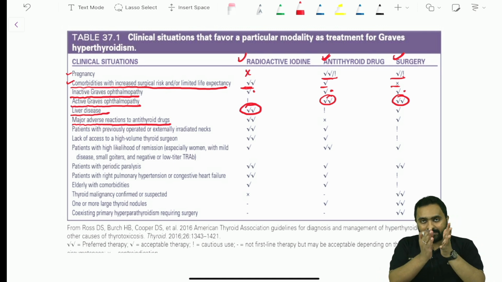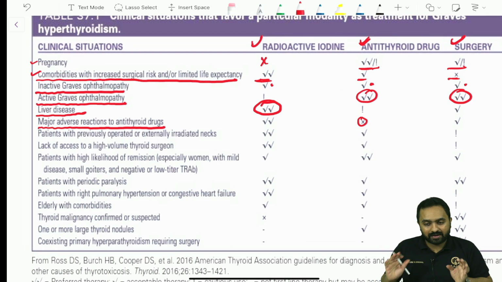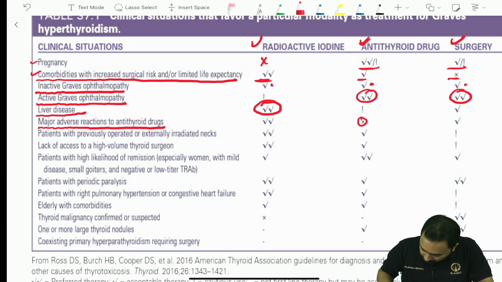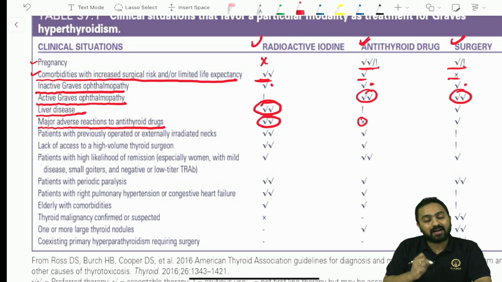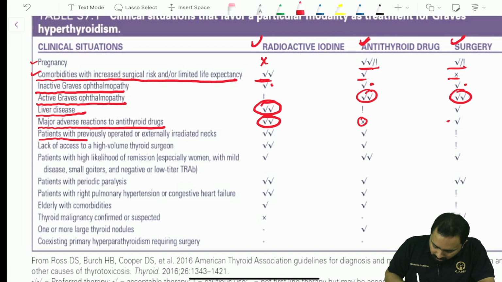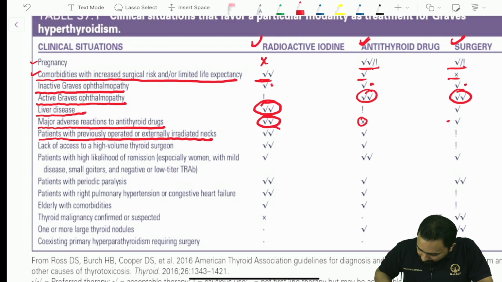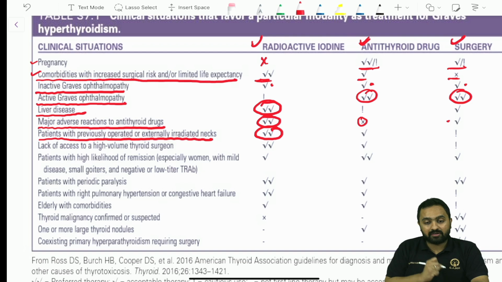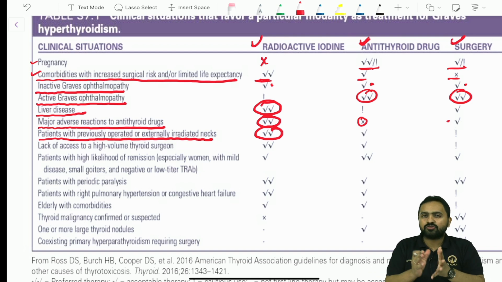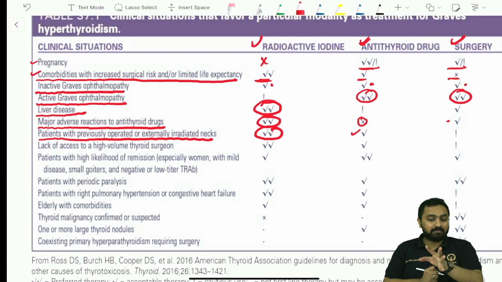So if there is a major adverse reaction to antithyroid drugs, definitely you are not going to give antithyroid drugs. Over here the better treatment would be radioactive iodine compared to surgery. Then patients who were previously operated or had externally irradiated necks. Over here again your better treatment option would be radioactive iodine, and surgery usually does not have any role, and antithyroid medications may be tried.